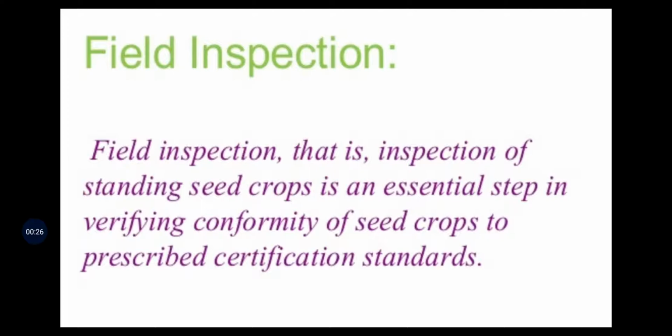As you know, field inspection is one of the steps in seed certification where the seed certification officers move to the fields and inspect for different components. The definition says field inspection, that is, inspection of standing seed crops, is an essential step in verifying conformity of seed crops to prescribed certification standards. That means the purpose of inspection is to check whether that particular field is amenable to the certification standards or not.